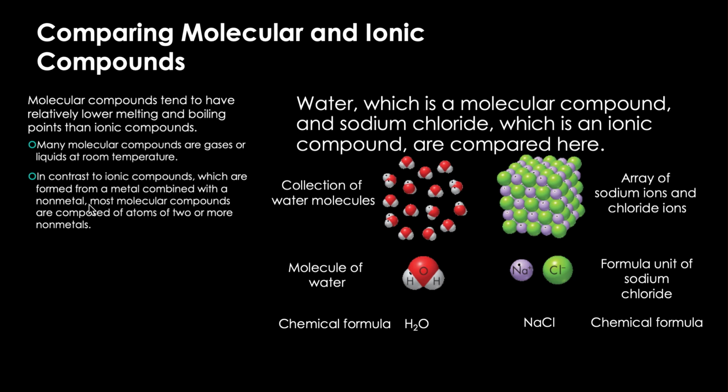Now, for example, water is a molecular compound, and sodium chloride, which is an ionic compound, are compared here. We see a collection of water molecules and an array of sodium ions and chloride ions. We see a molecule of water and the formula unit of sodium chloride. So we see its ions are separated, Na+ and Cl-, and we also see its chemical formula. It's a lot of information in these last couple slides, right?